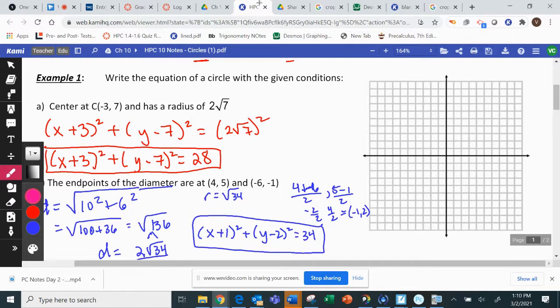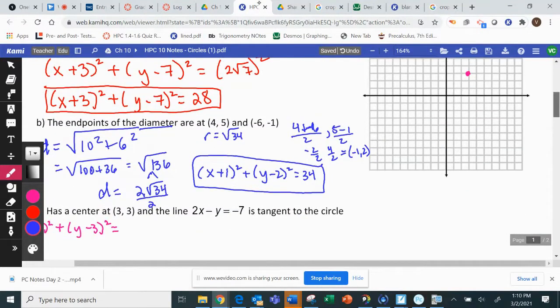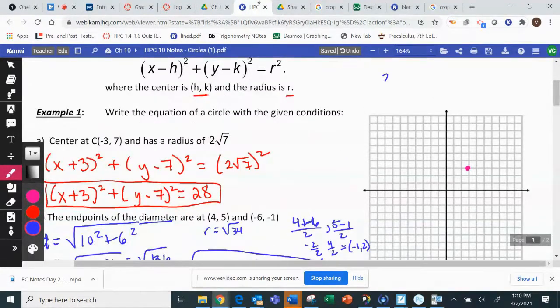Okay, we've got a center at (3, 3). There is a line that is tangent to it: 2x - y = -7. How do I graph that equation? I can. So then we could start at 7 and go up 2 over 1.